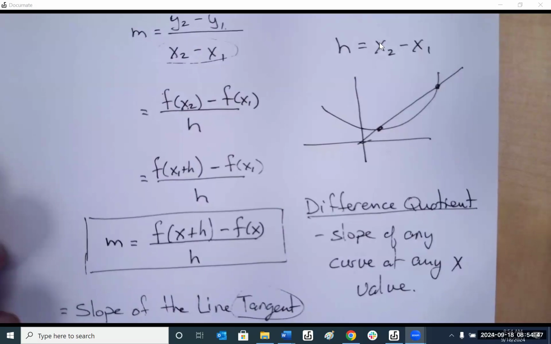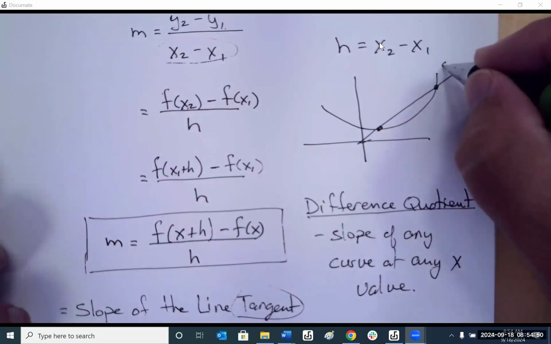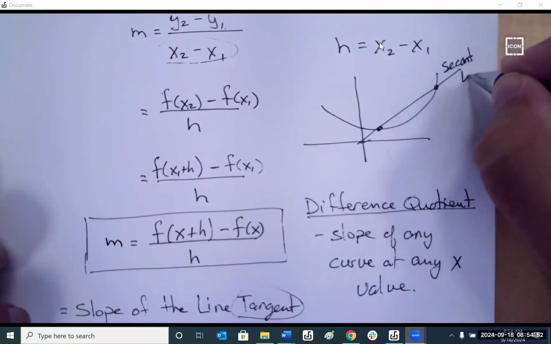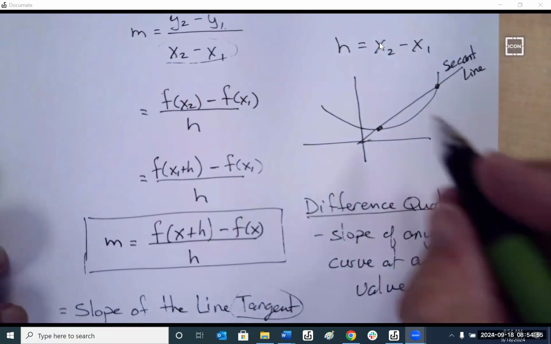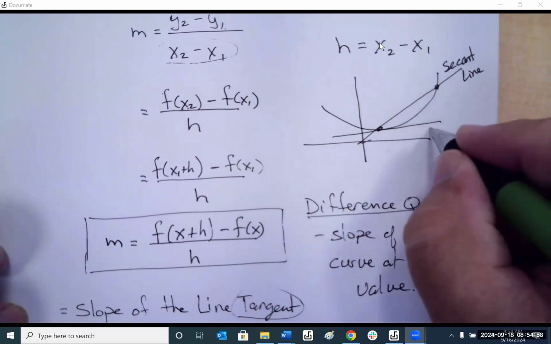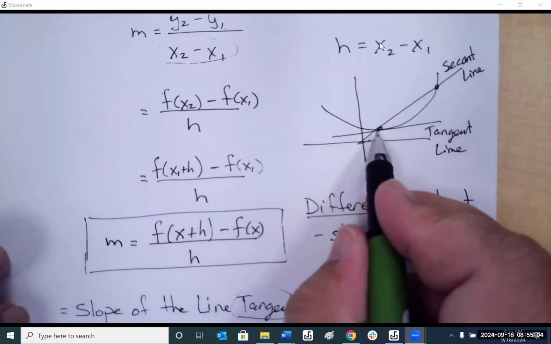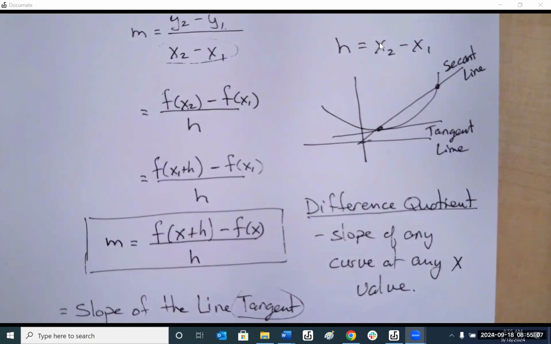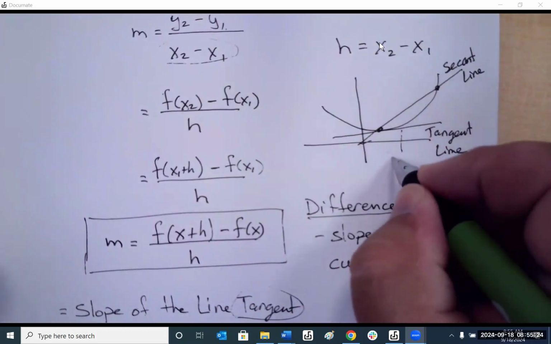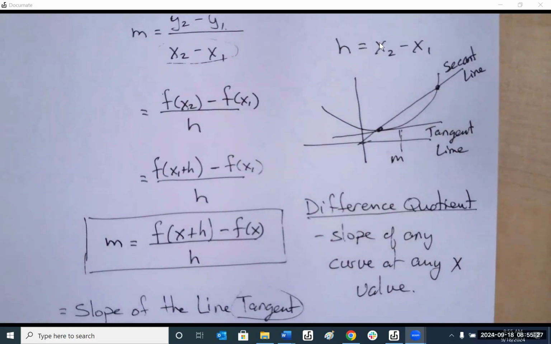What is that line called? Secant line, because it crosses at 2 points. The tangent line only touches the curve at 1 point. So kind of like skipping a rock on a pond. When you skip it, it becomes tangent to it. It just bounces off again. So what we found here is the slope of that line right there.